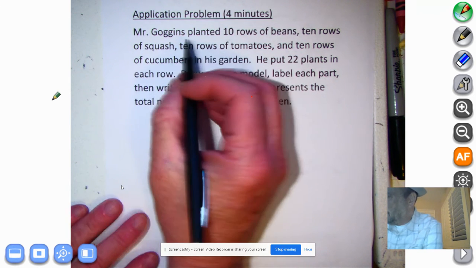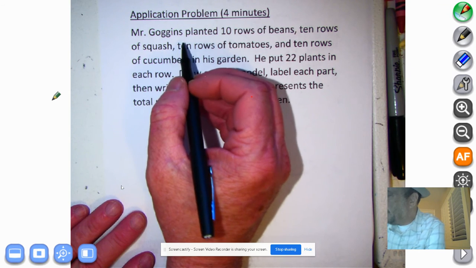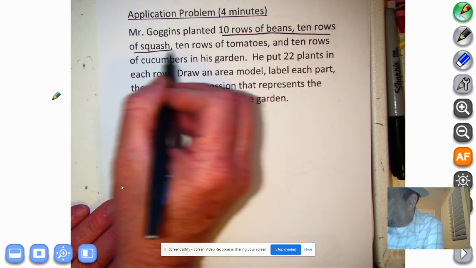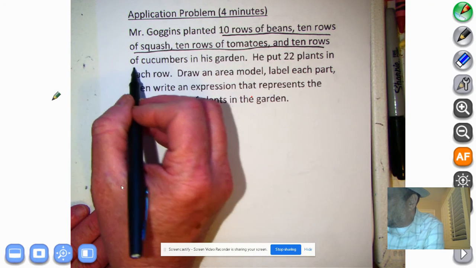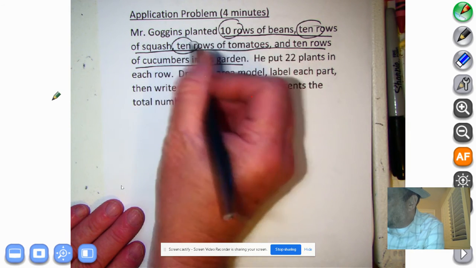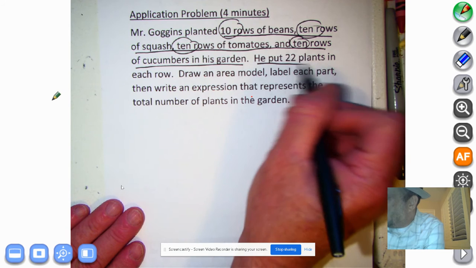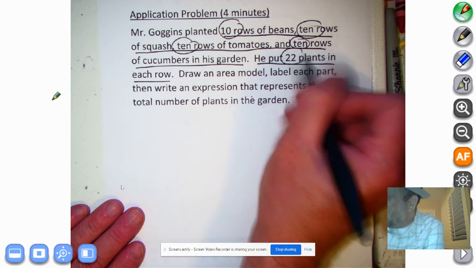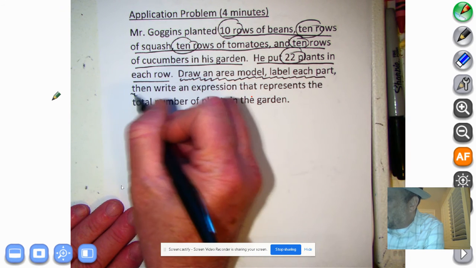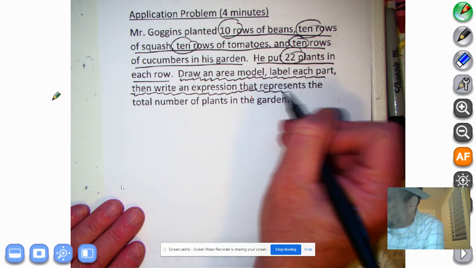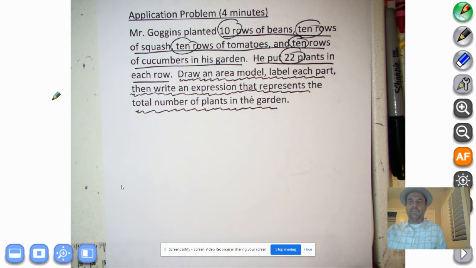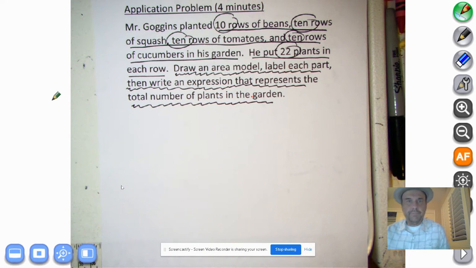Mr. Goggins, I think, planted 10 rows of beans, 10 rows of squash, 10 rows of tomatoes, and 10 rows of cucumbers in his garden. I'm going to circle 10, 10, 10, and 10. He put 22 plants in each row. What do we need to do? We need to draw an area model, label each part, then write an expression that represents the total number of plants in the garden.